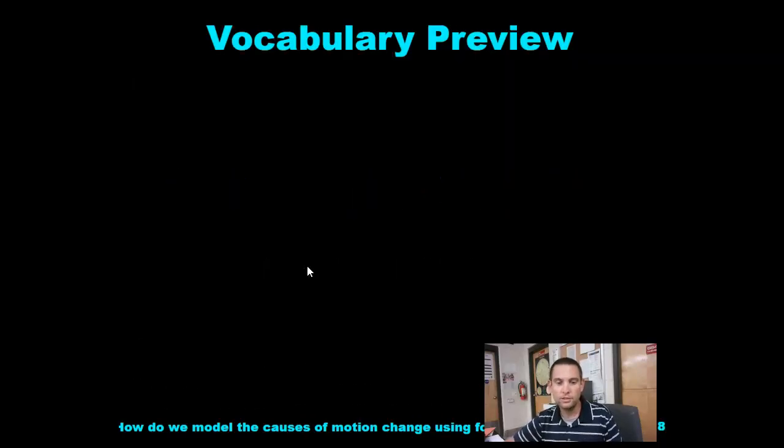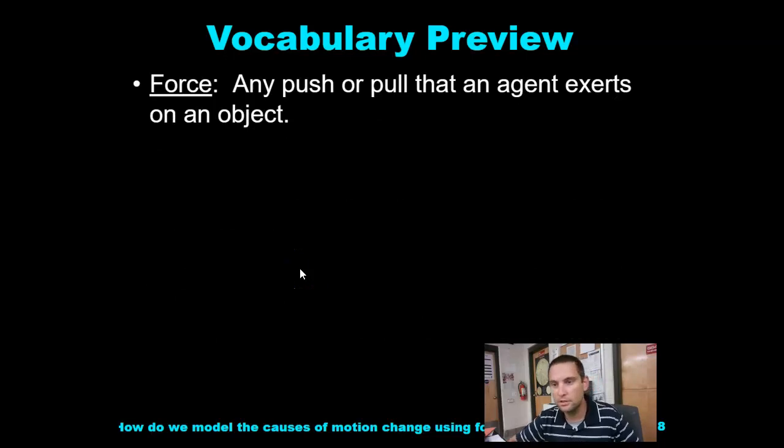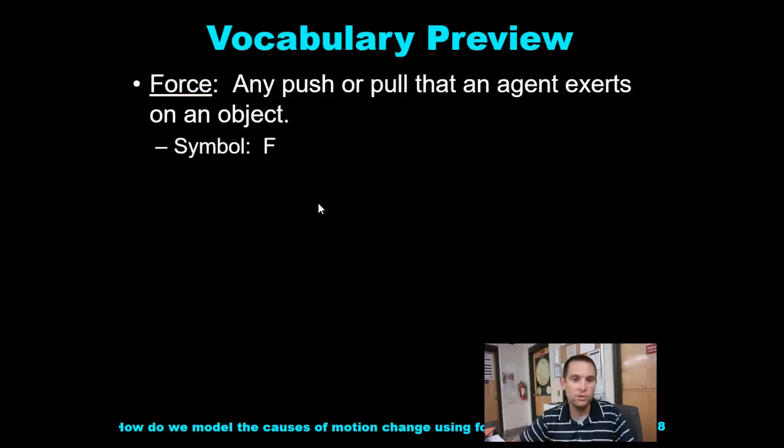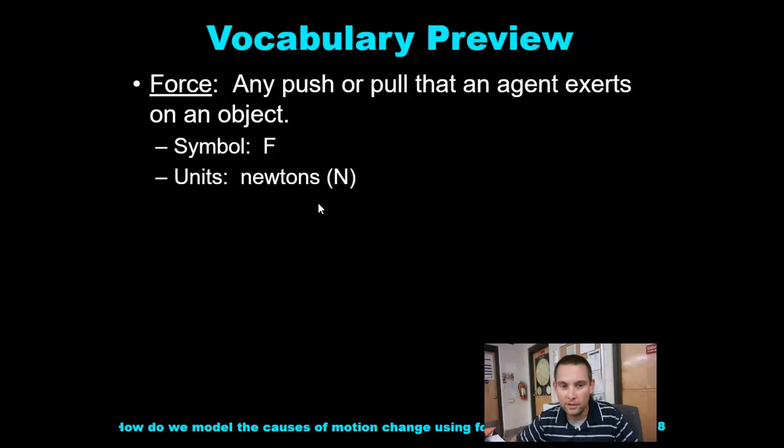Here we go. Lots of words this time. We have force. We know force as a push or a pull that an agent exerts on an object. So this is a little bit more in-depth of a definition than you're used to. We use symbol F, and the units that force is measured in are called newtons. Probably named after Isaac Newton. You know.